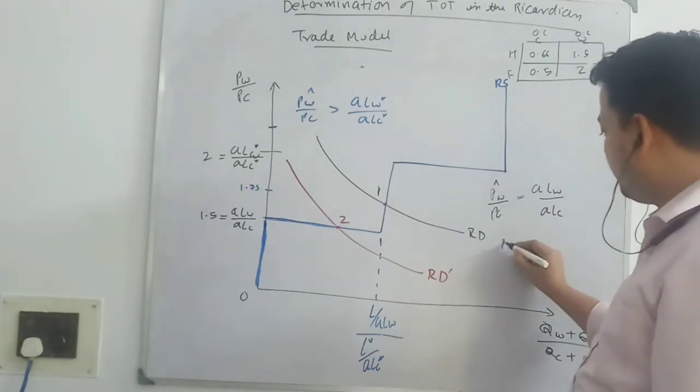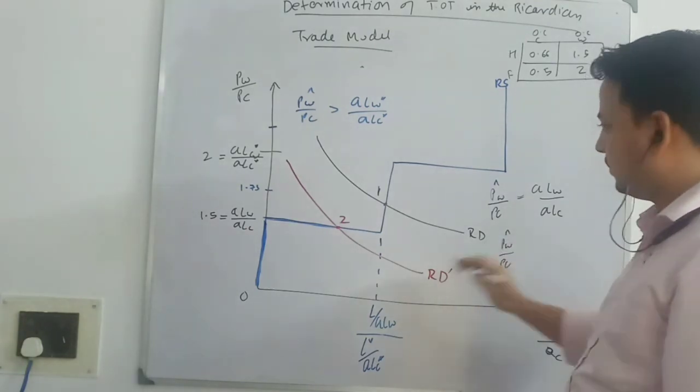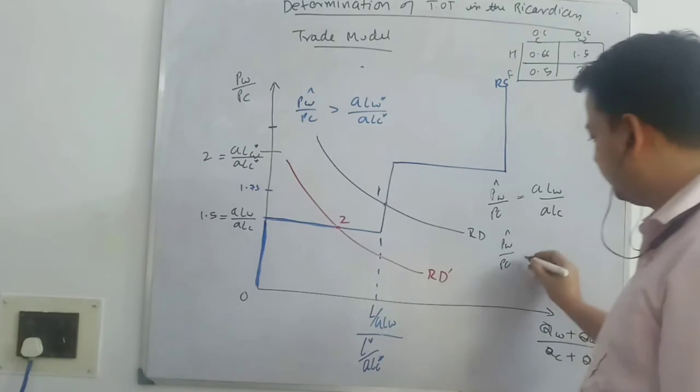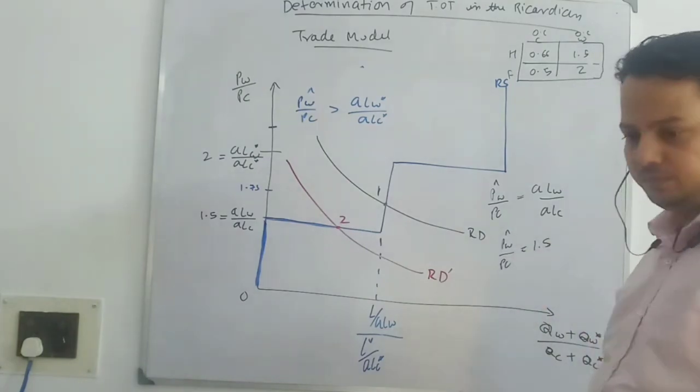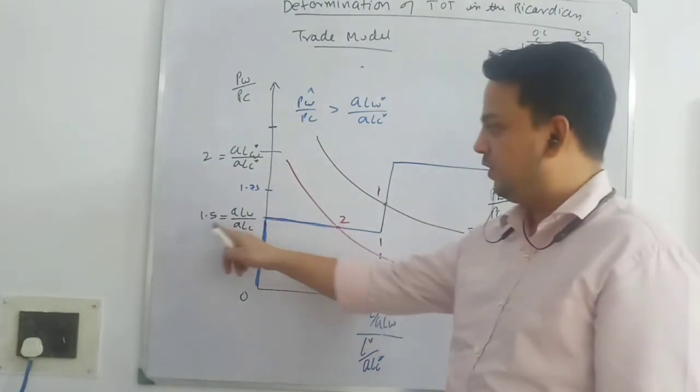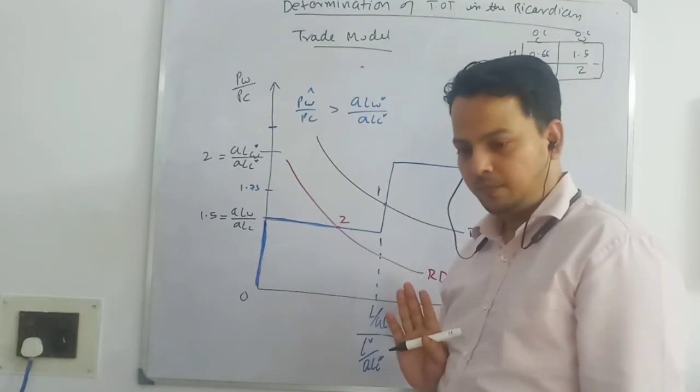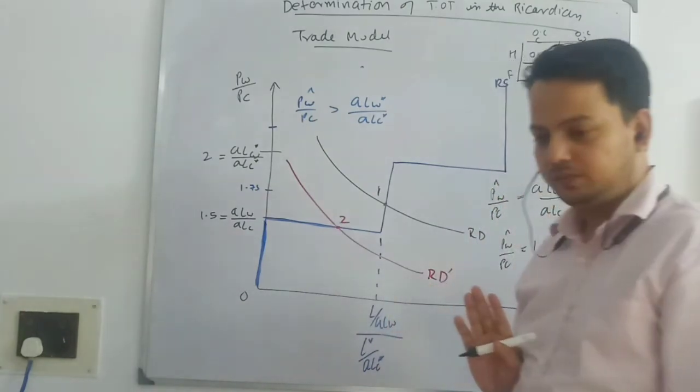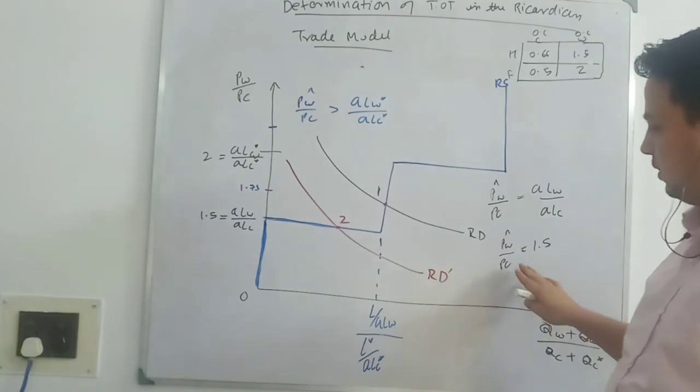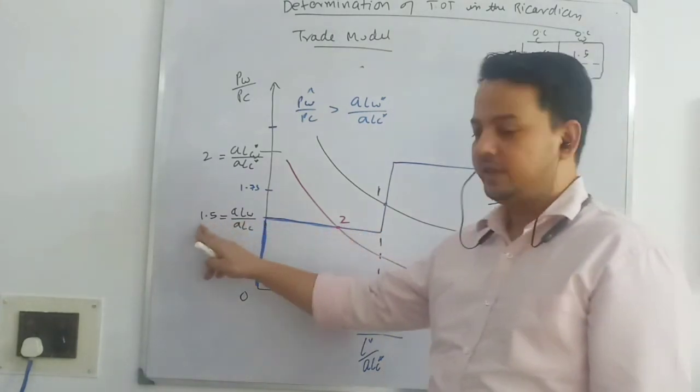What is PW by PC hat? It is 1.5. Yes or no? Terms of trade, what do we have? 1.5. Yes, no? What I am saying is that at point 2, terms of trade is 1.5.